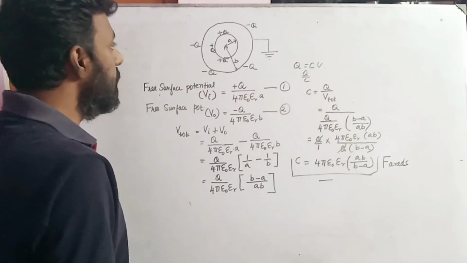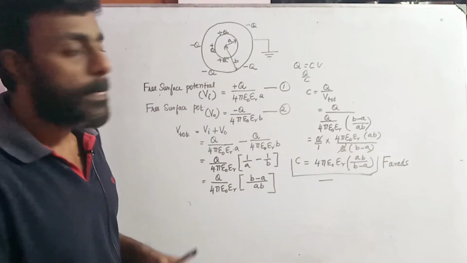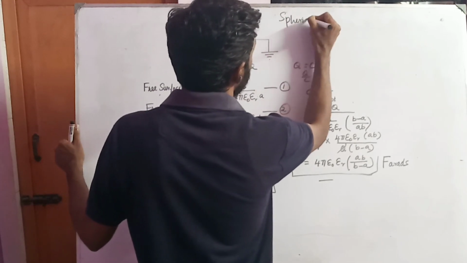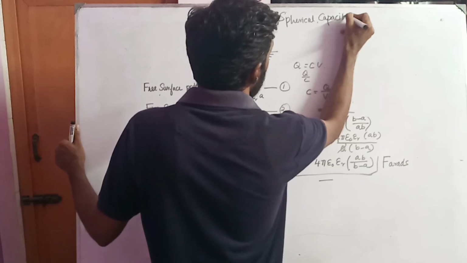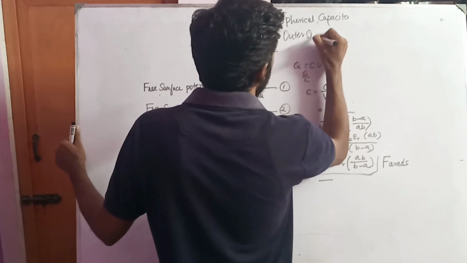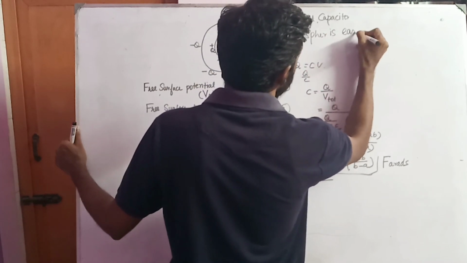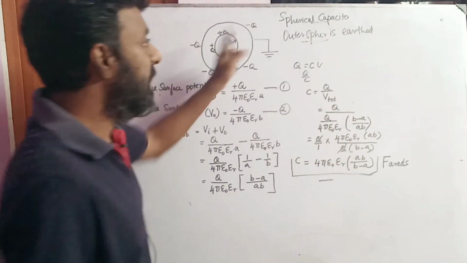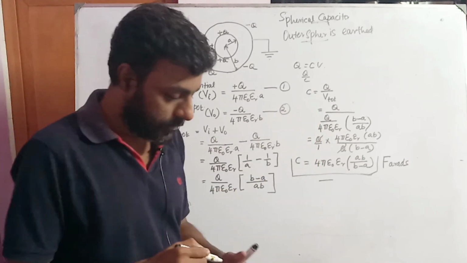So this is the derivation for the spherical capacitor in which the outer sphere is connected to ground, or is earthed. This is the condition, and based on this condition I have derived this equation.